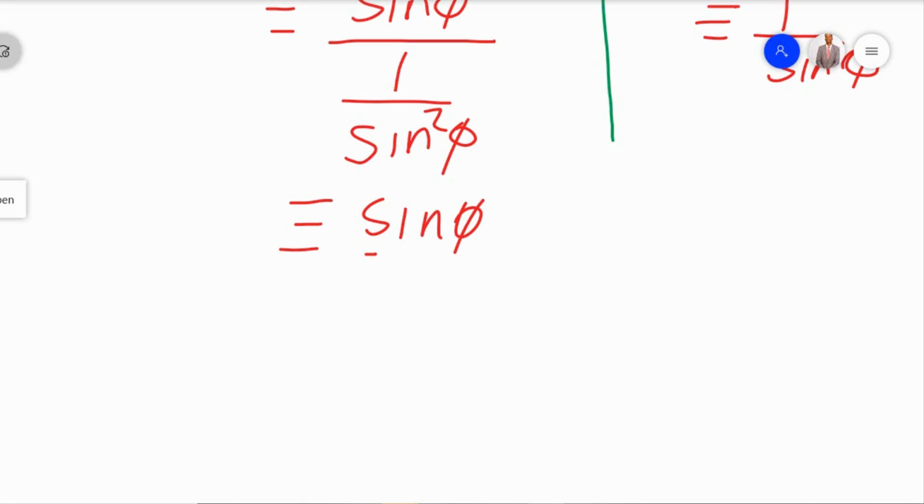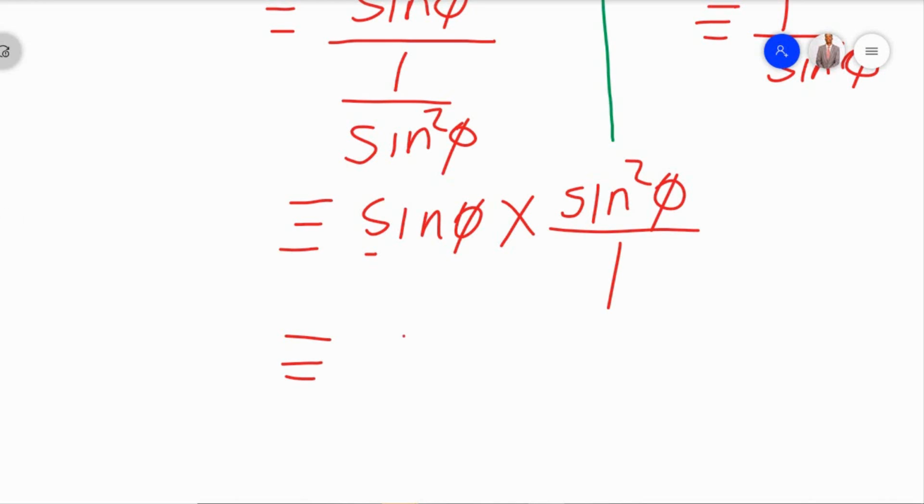Sine theta times sine squared theta over 1, which will give us sine cubed theta. This is what we have been asked to prove. I have arrived at the right hand side.